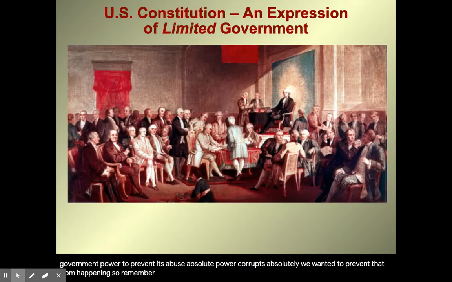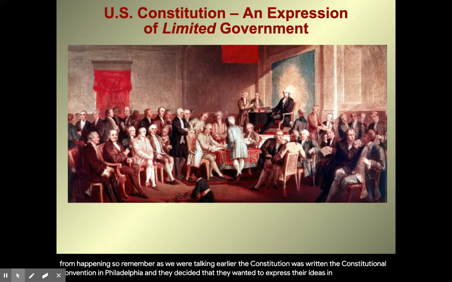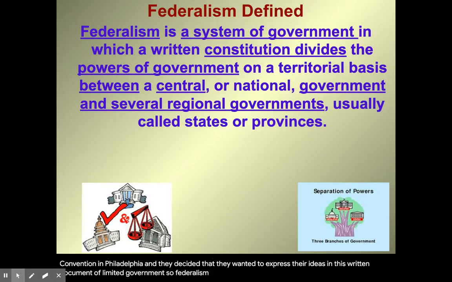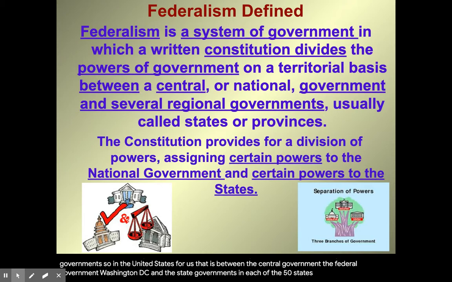So remember, as we were talking earlier, the Constitution was written at the Constitutional Convention in Philadelphia, and they decided that they wanted to express their ideas in this written document of limited government. So federalism is a system of government in which a written constitution divides the powers of the government between a central government and several regional governments. In the United States, that is between the central government, the federal government in Washington, D.C., and the state governments in each of the 50 states.